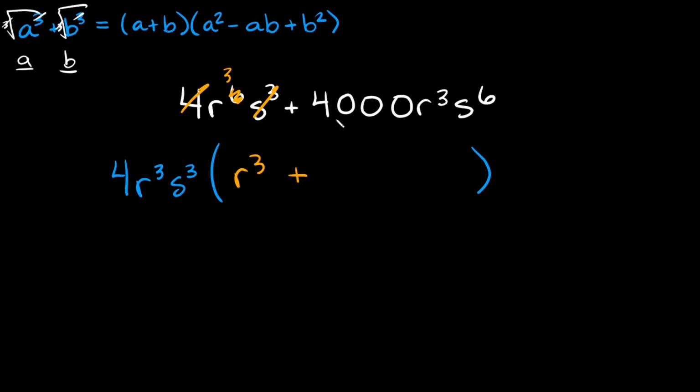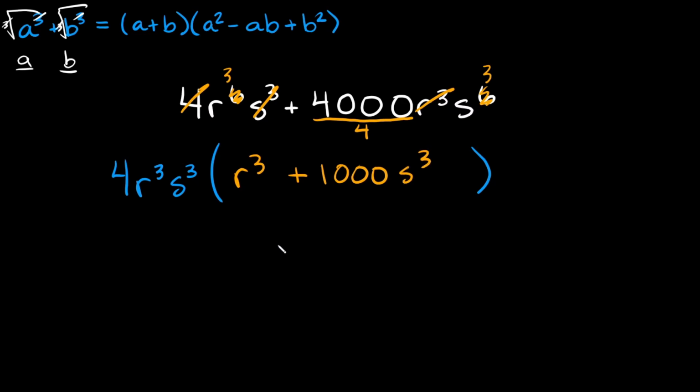Now here 4,000, again, factoring is the same thing as dividing, so 4,000 divided by 4, that's equal to 1,000, right? So plus 1,000. And then here we have 3 r's, but we pulled out 3 r's, so there's none left. And then here we have 6 s's, but we pulled out 3 of them, so we're only left with 3 s's, right? So s cubed, okay?